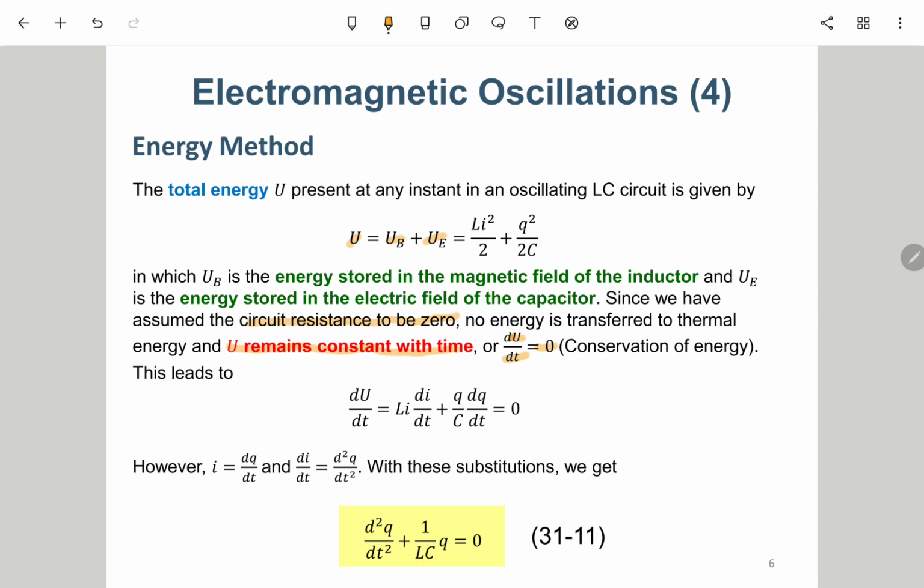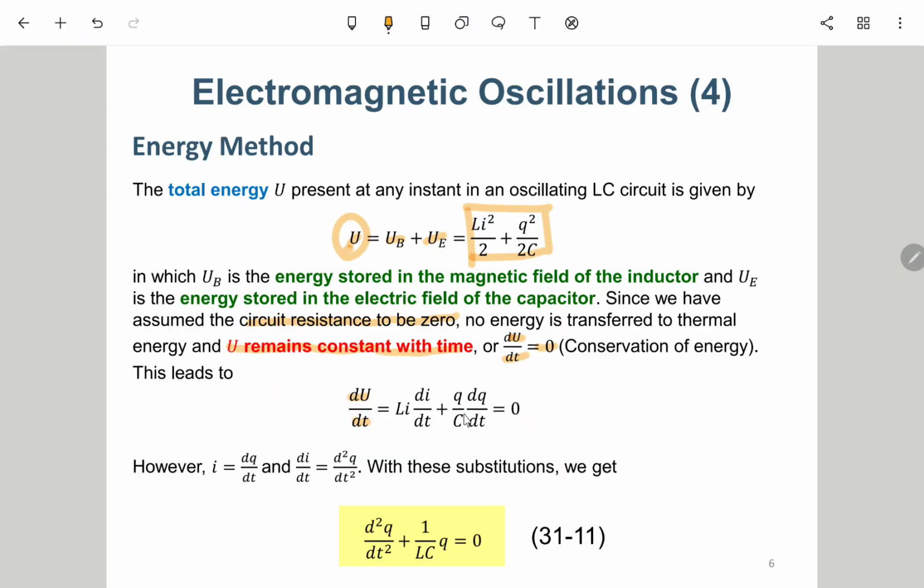Okay, so we have U here, so we can take the derivative on both sides. So dU/dt is taking the derivative here. L is a constant, and this is I squared, so it becomes 2I. The 2 and 2 cancel, so we have L I, and then the chain rule, dI/dt.